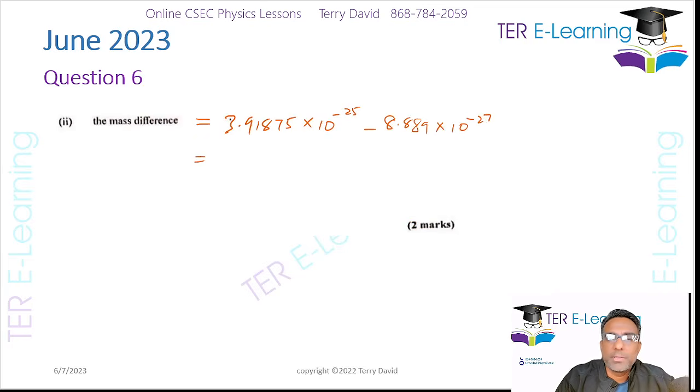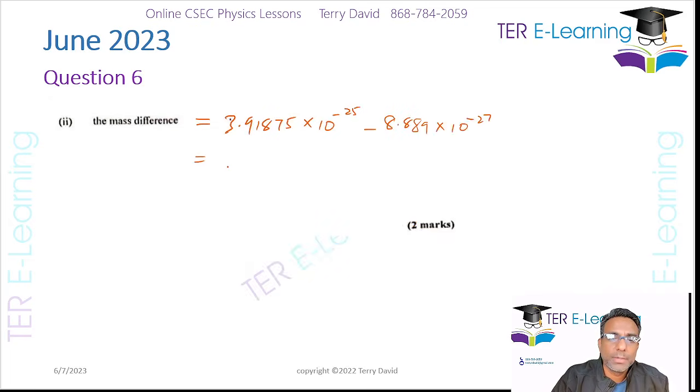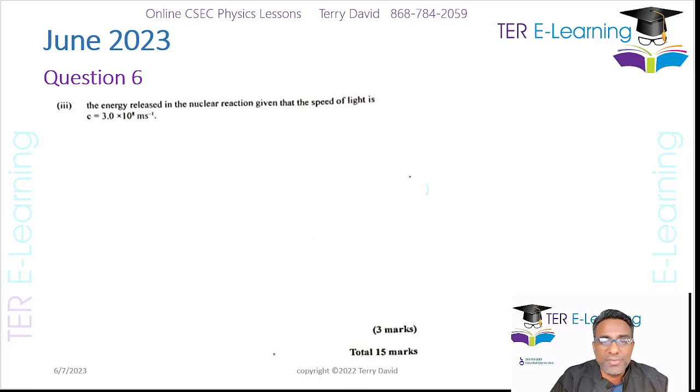Let me use the numbers from here in case I'm making a typo somewhere. So that's going to be 3.91875 by 10 to the minus 25, and you're going to minus 8.889 by 10 to the minus 27. And I'm getting 3.83086 by 10 to the minus 25 kilograms. So I normally tell my students, don't round off anything as yet. You can round off the final answer if you want.